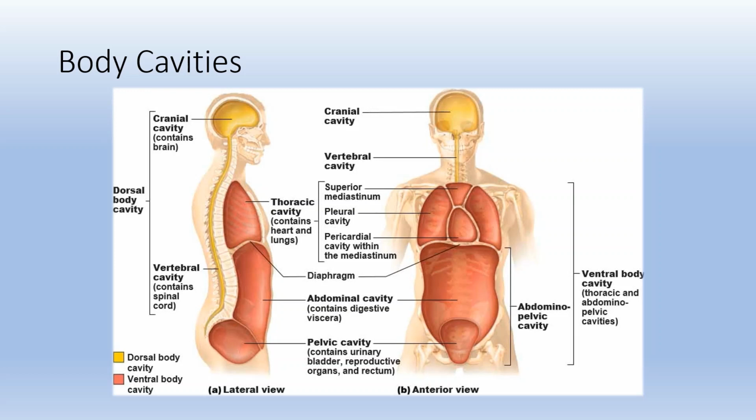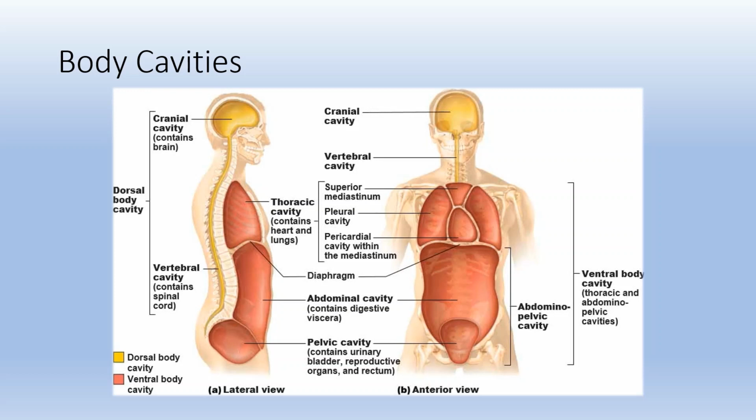Next, we have body cavities. A cavity can be described as an enclosed space. We often place organs and structures within cavities to further protect them. The body can be divided up into 2 major cavities, a dorsal body cavity and a ventral body cavity. If you remember from earlier, dorsal or posterior means towards the back, and ventral or anterior means towards the front.